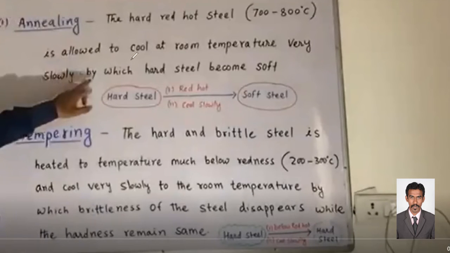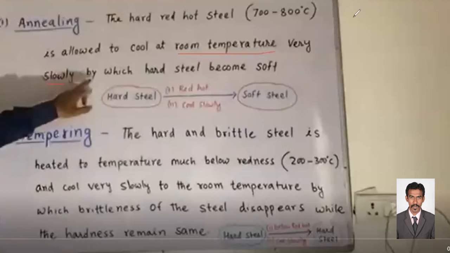Red hot steel is allowed to cool at room temperature, very slowly. So we will see how to do this. For annealing, we heat this iron steel rod to a certain temperature. Here it is 700 to 800. There are specific temperatures, a range you can go for.